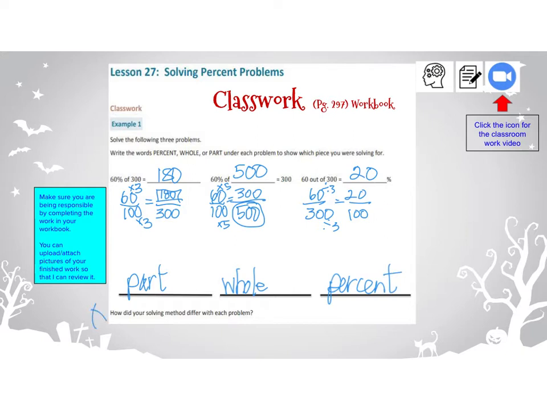Then this question down here says, how did your solving method differ with each problem? Well, this one we were solving for the numerator, the top number. This one we were solving for the denominator, the bottom number. And in this case, we had the percent, the denominator is 100, and we were trying to figure out the numerator of that percent. So I didn't write anything for that, but we just kind of talked through it.